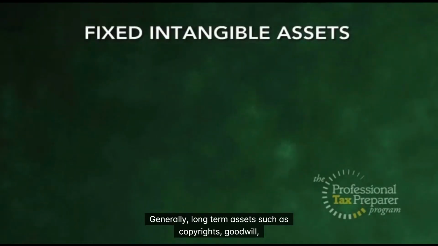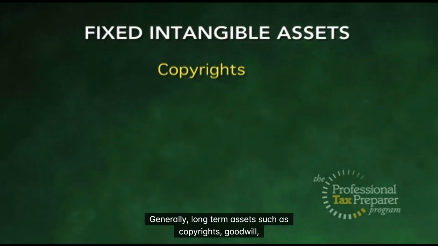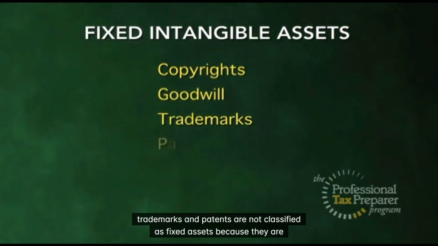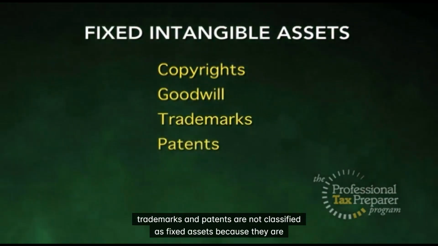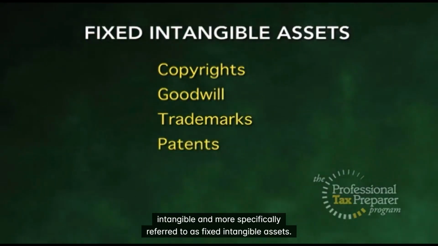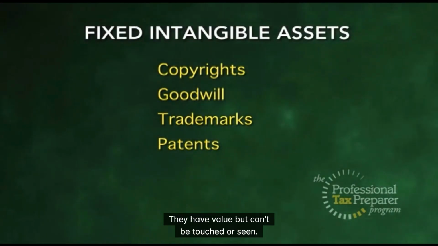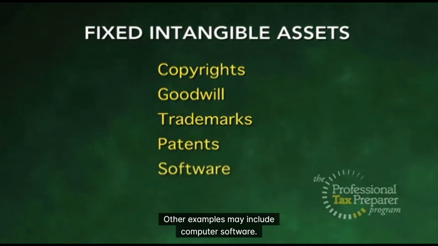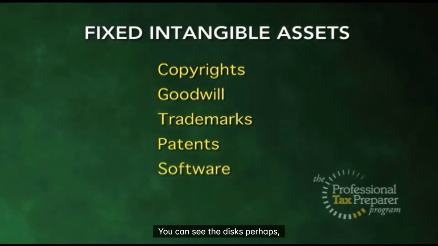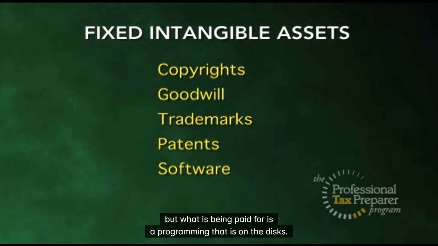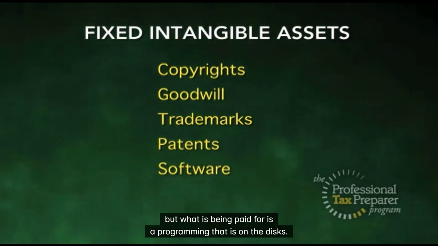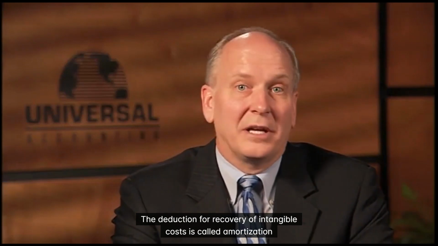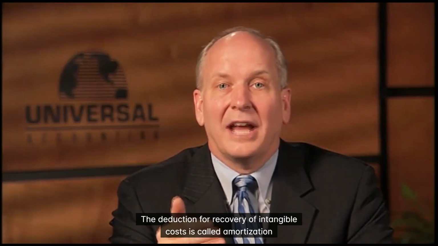Generally, long-term assets such as copyrights, goodwill, trademarks, and patents are not classified as fixed assets because they are intangible, and more specifically referred to as fixed intangible assets. They have value but can't be touched or seen. Other examples may include computer software. You can see the disks, perhaps, but what is being paid for is the programming that is on the disks. The deduction for recovery of intangible costs is called amortization.